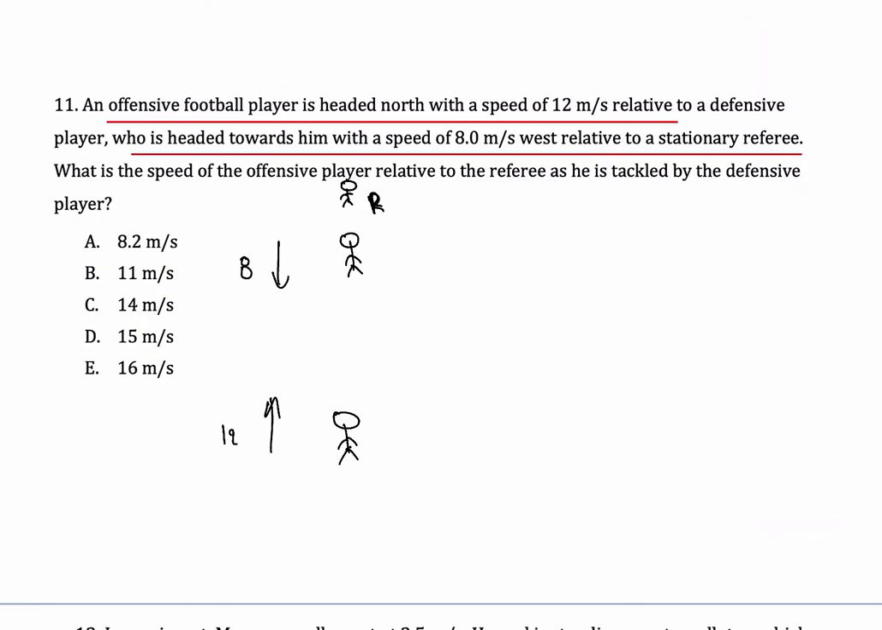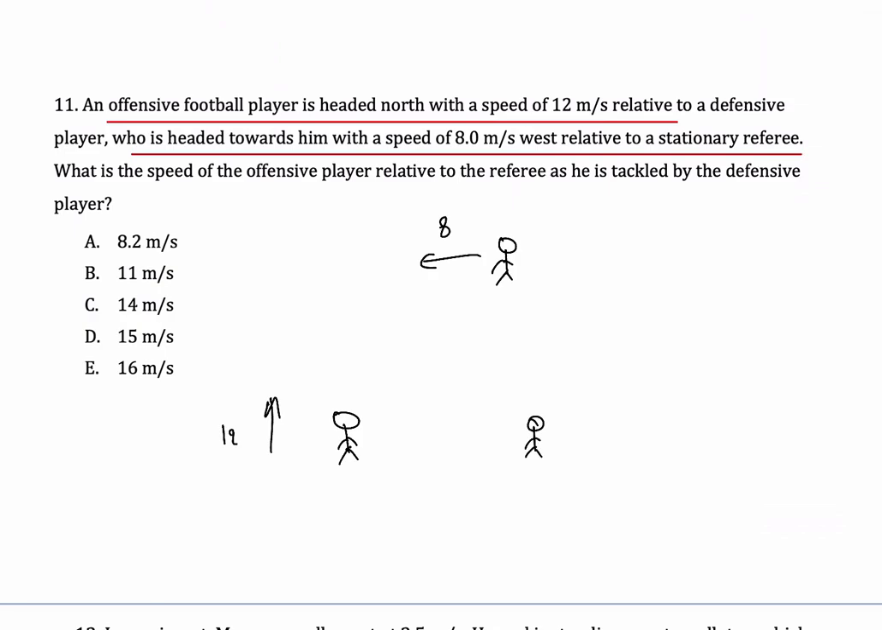An offensive football player is headed north with a speed of 12 relative to a defensive football player that is moving west. See, when we don't read the question carefully, this is what happens. So somewhere here there is the defensive football player that is moving with a speed of 8. So probably we'll need to do the Pythagoras theorem, and somewhere here there is the stationary referee.